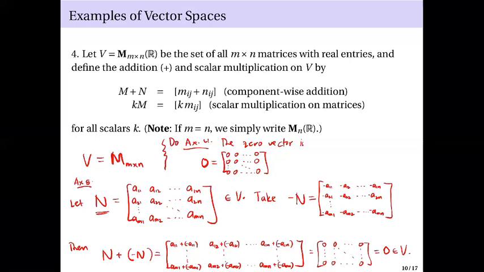So that's how you verify axiom 5. You get an arbitrary object in the set, and then you find a candidate for the negative of that object. Once you have a candidate, you add them and you must get the 0. If you didn't get the 0 object after adding them, then you have the wrong candidate.